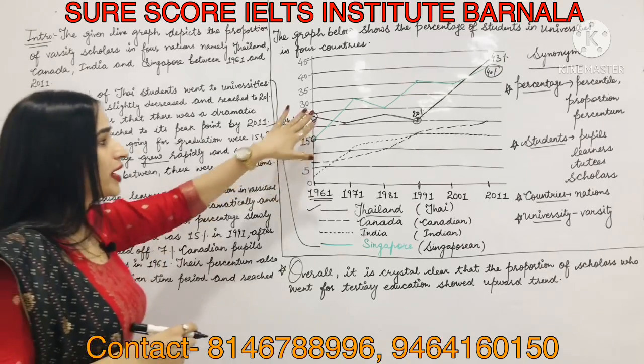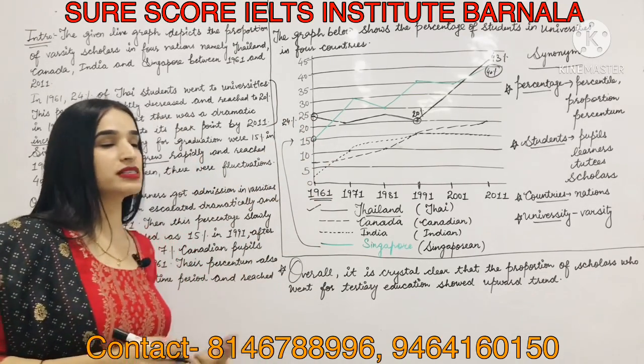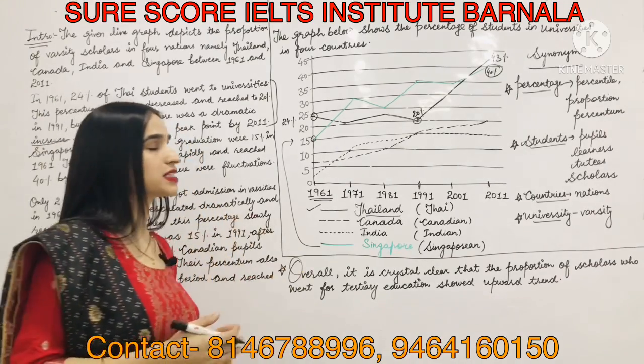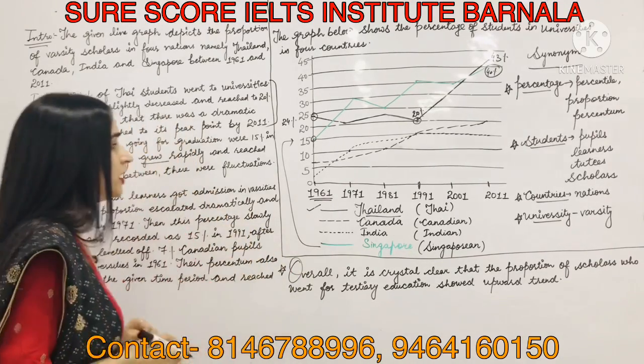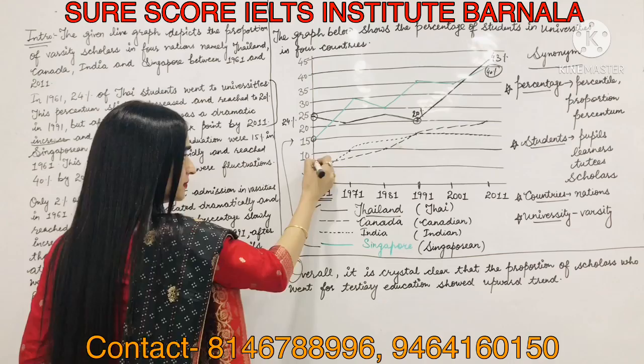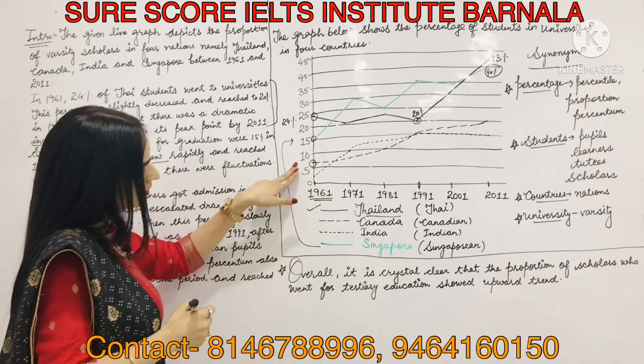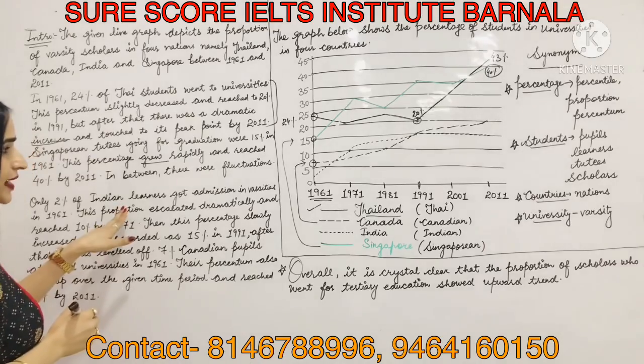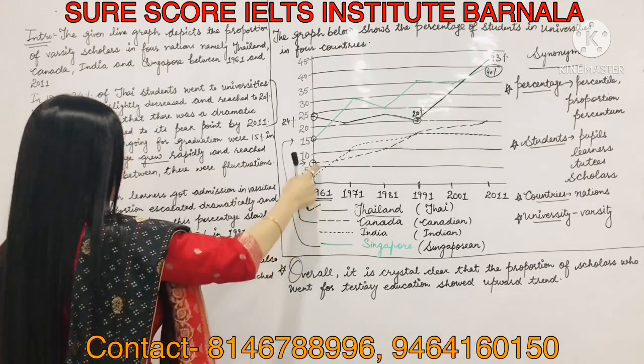So here 4 lines are given, so that means 2 lines you have to explain in BP1, body paragraph 1, and the other 2 you will explain in body paragraph 2. So now we will check this one. Where were the students from? They were from Canada, right? So let's check from here.